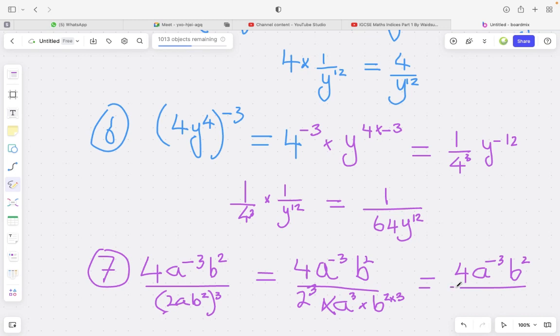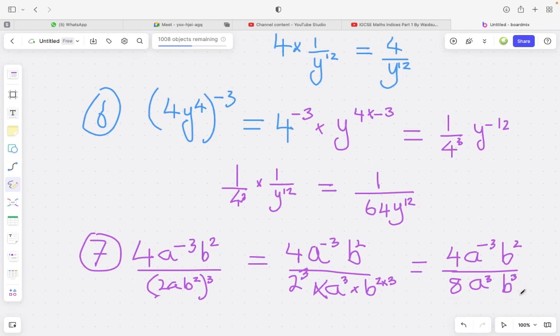2 to the power of 3 gives us 8. And then we have a to the power of 3. Let's write it first like that. And then we have b to the power of 6, since 2 times 3 is 6. Then the next step is to simplify. After you evaluate, you begin to simplify.